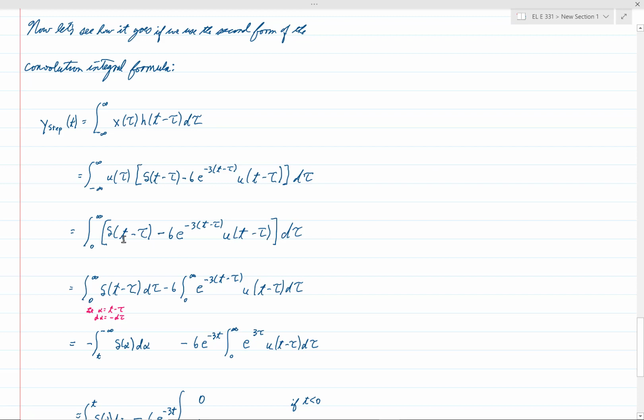Now, I'll go ahead and break up this integral into two parts. We'll have the integral from 0 to infinity of delta of t minus tau d tau, and minus 6 times the integral from 0 to infinity of e to the minus 3 times t minus tau, u of t minus tau, d tau.